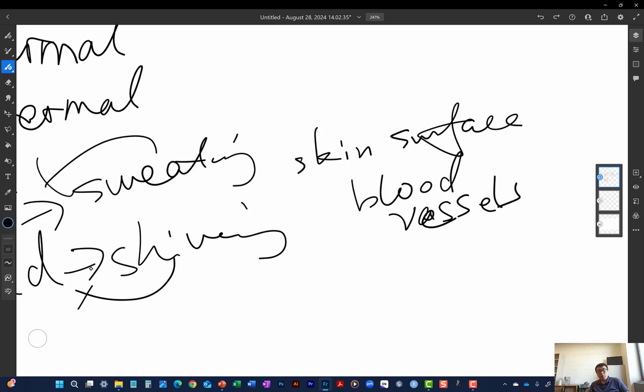Skin surface blood vessels. When we are cold, skin surface blood vessels shrink, so they prevent heat loss from the body. And when we are hot, the skin blood vessels expand, so more heat will be released from the skin surface. So this is a typical negative feedback loop of human beings to regulate temperature.